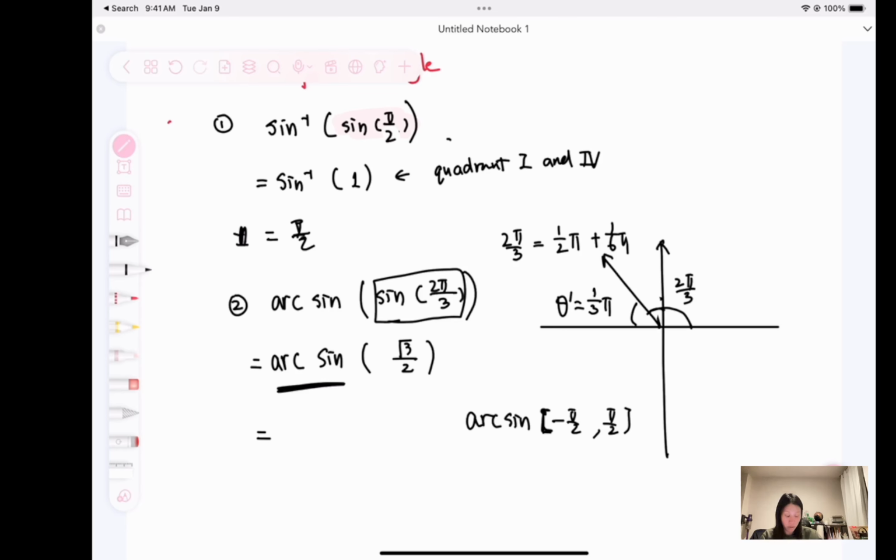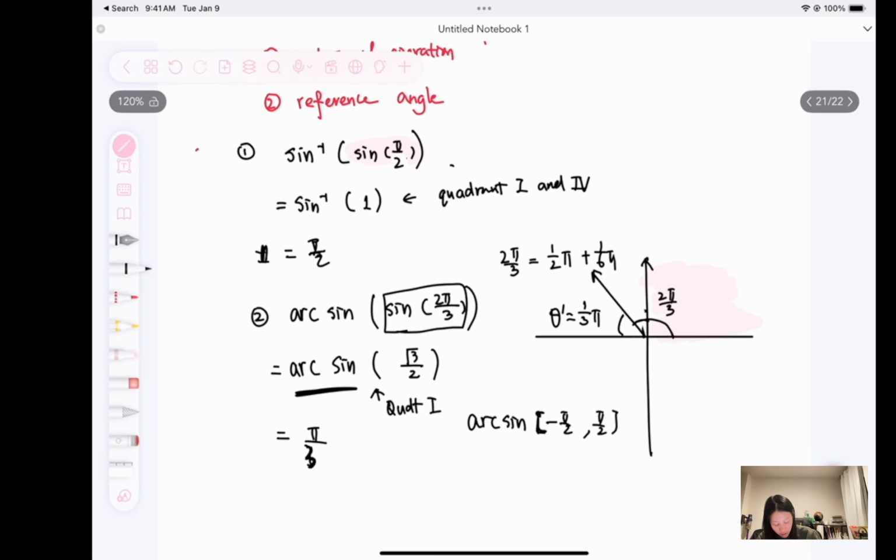Well, it can only be the first quadrant or the fourth quadrant, which means only to be in this part. And since it's positive, that means it has to be in the first quadrant. So we know that this is going to be in quadrant 1, and the ratio is square root 3 over 2. So that means this is going to be pi over 6. No, over 3. 60 degrees. Because we want the answer only be able to be in the first and fourth quadrant. And this is a positive number, so it has to be the first quadrant.